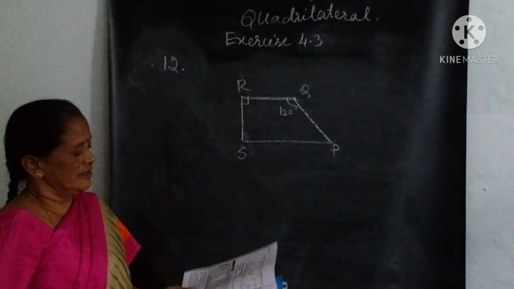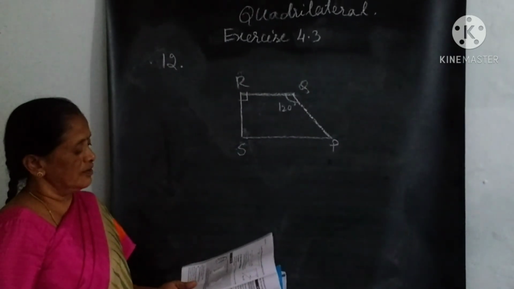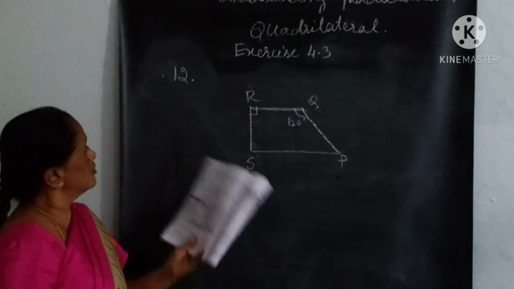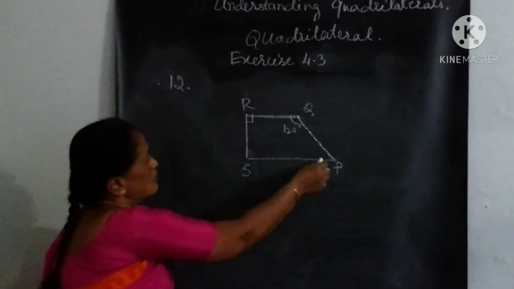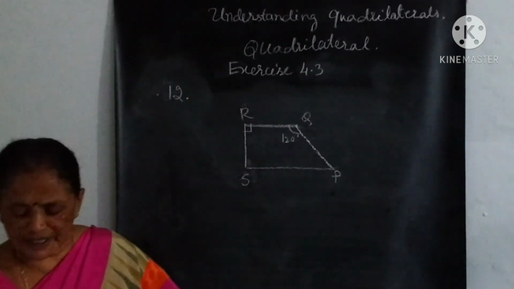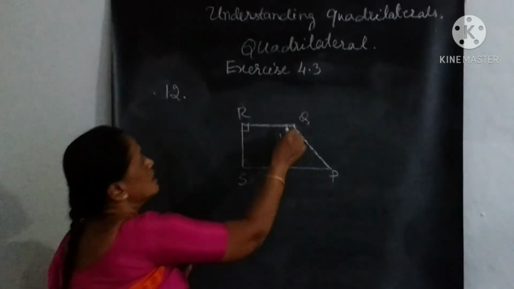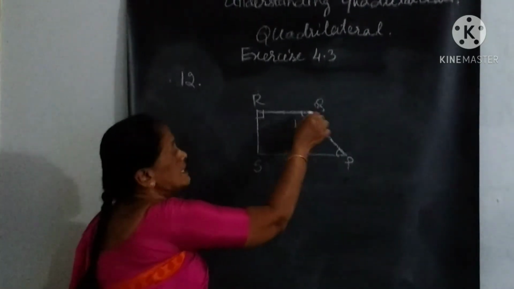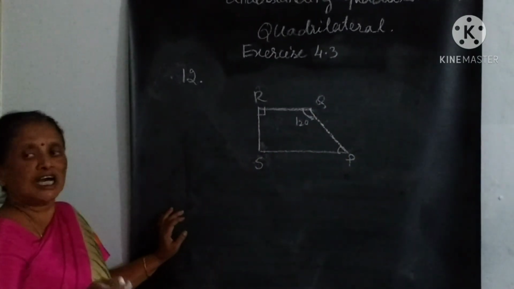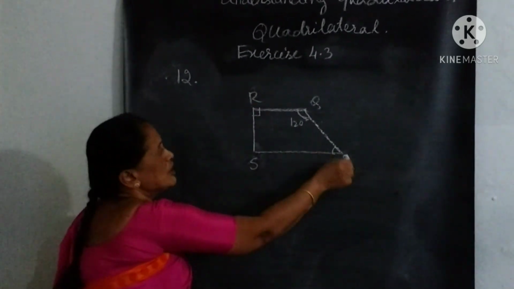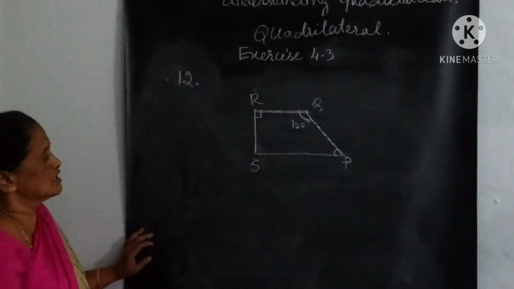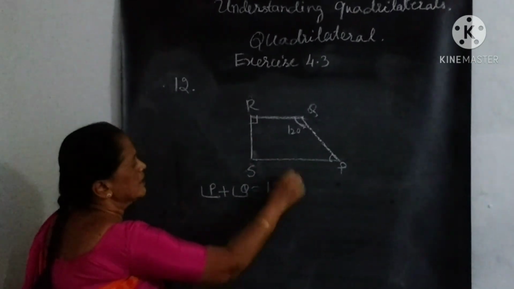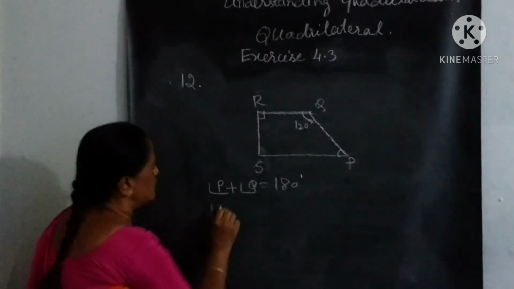Find the measure of angle P and S if SP is parallel to RQ, in figure PQRS. 12th problem. How to find this angle P and S here? We already know that in a trapezium, sum of the adjacent angles on the non-parallel sides is how much? 180 degrees. Once again, sum of the adjacent angles on the non-parallel sides. Which are the non-parallel sides here? RS and PQ are the non-parallel sides. So, angle P plus angle Q is how much? 180 degrees.